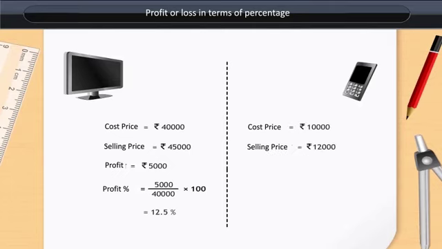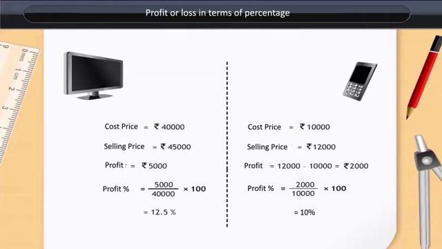Cost price is equal to ₹10,000. Selling price is equal to ₹12,000. Profit is equal to 12,000 minus 10,000 is equal to ₹2,000. Profit percent is equal to 2,000 upon 10,000 multiplied by 100 is equal to 10%.